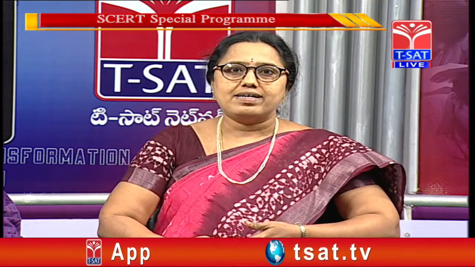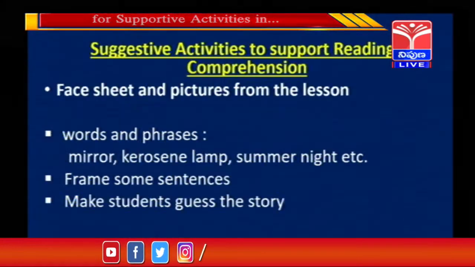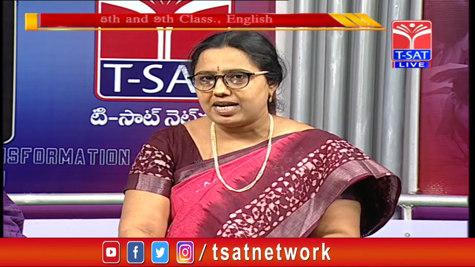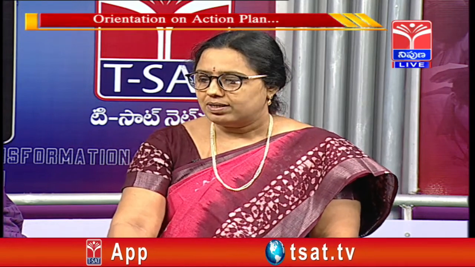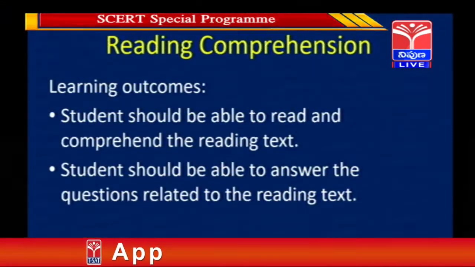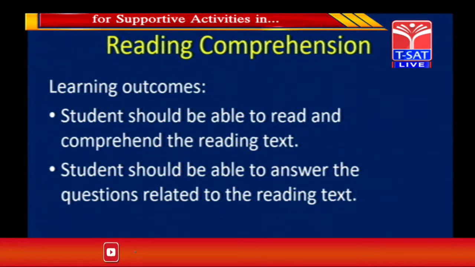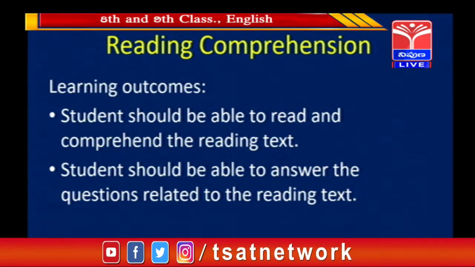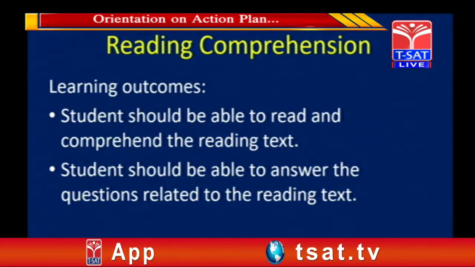So I have taken some of the learning outcomes and the academic standards, so that we can go one by one, targeting learning outcomes. At the same time, we talk about the prerequisites and what to do. When we talk about the academic standard of reading comprehension, what do we expect the student to do? The learning outcome that we expect is that the student should be able to read and comprehend the reading text, and the student should be able to answer the questions related to the reading text.